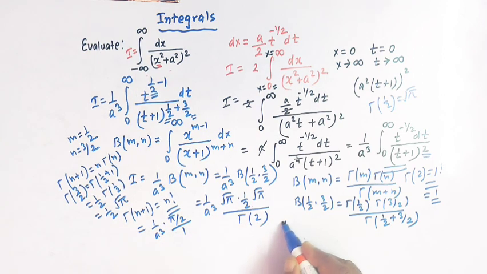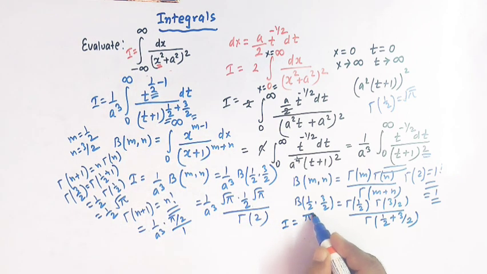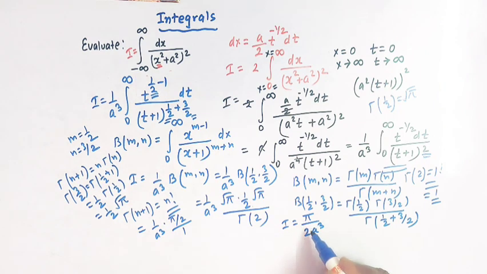So the value of this integral can now be written as pi divided by 2a cube, right? So here the value of this integral is pi over 2 times a cube.